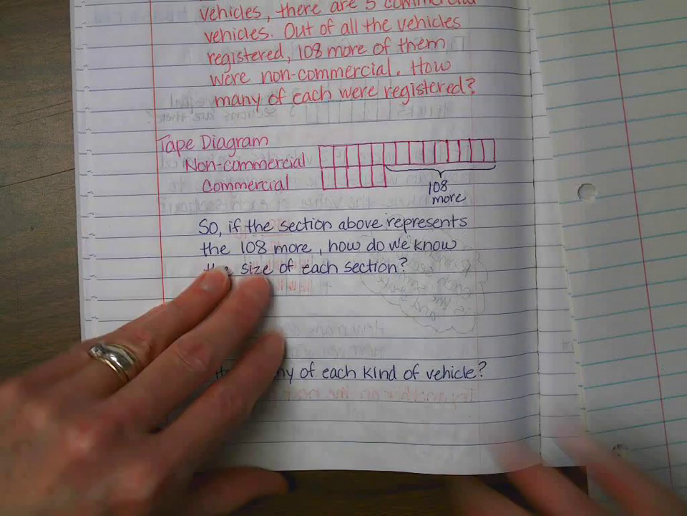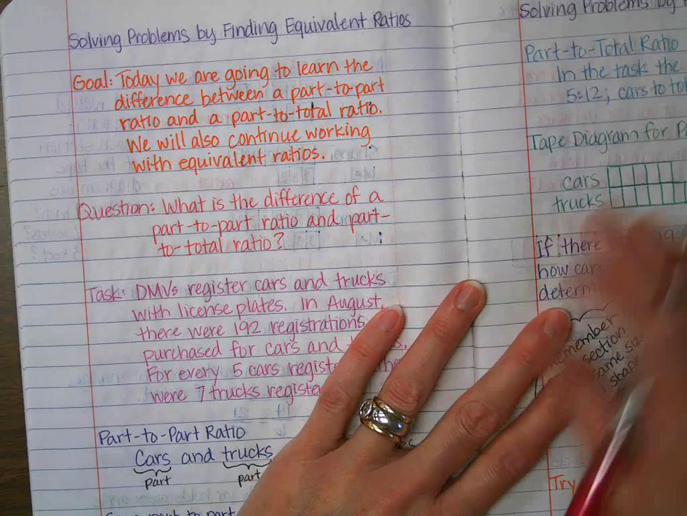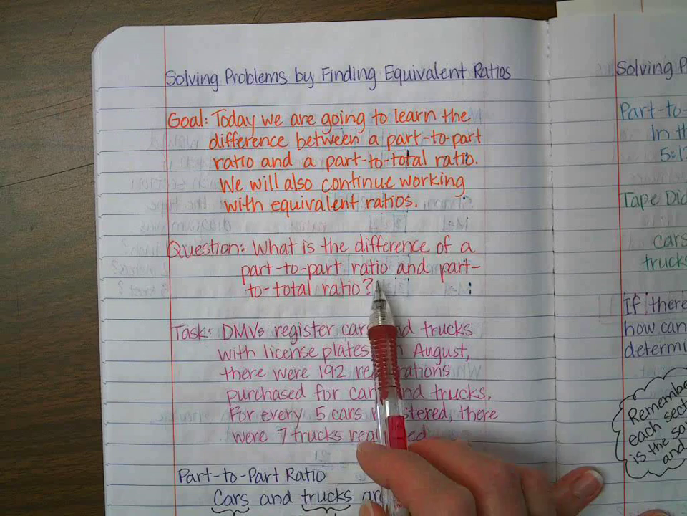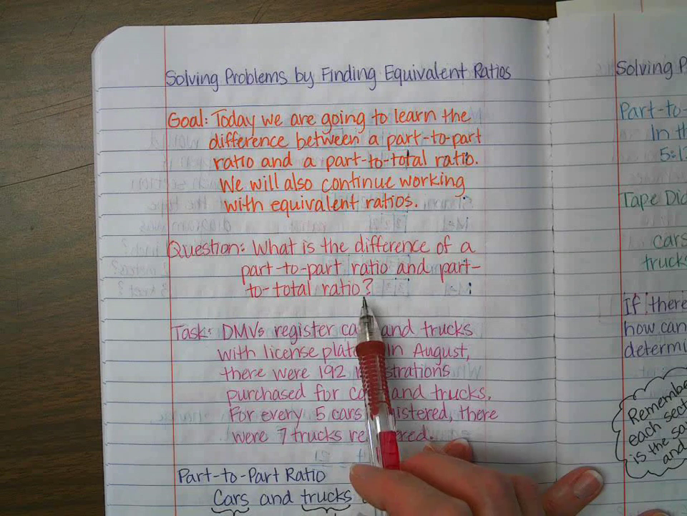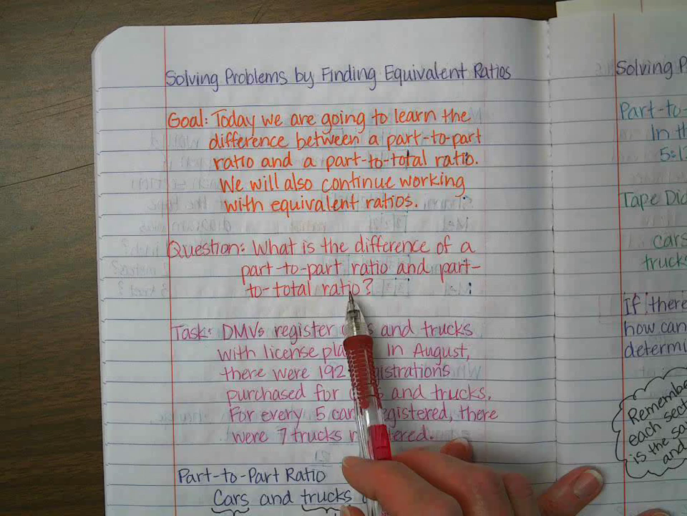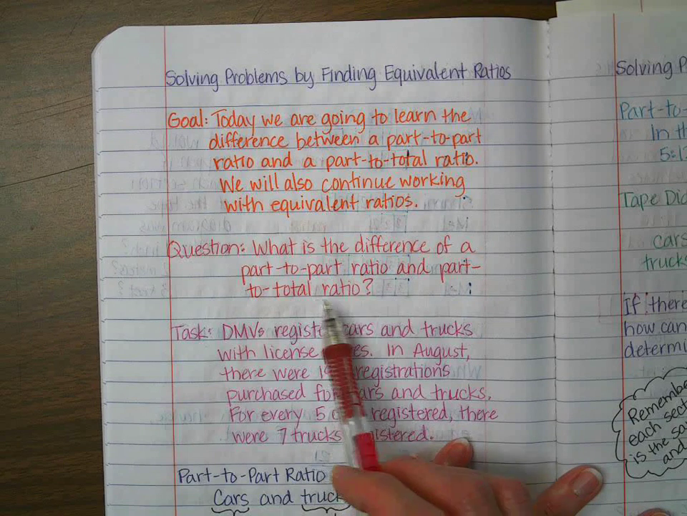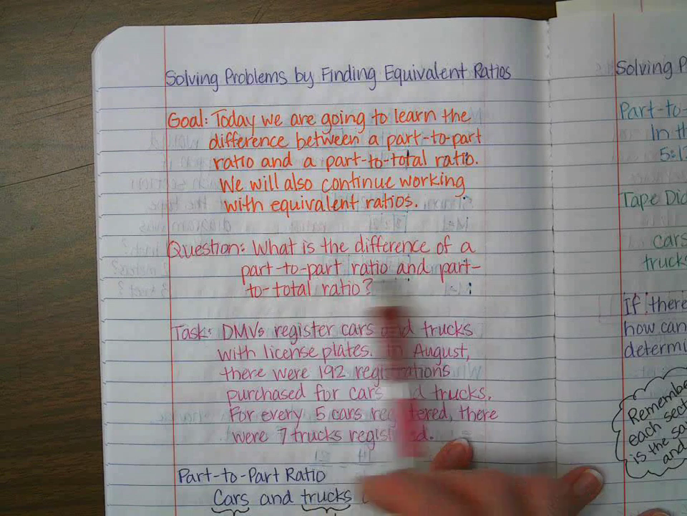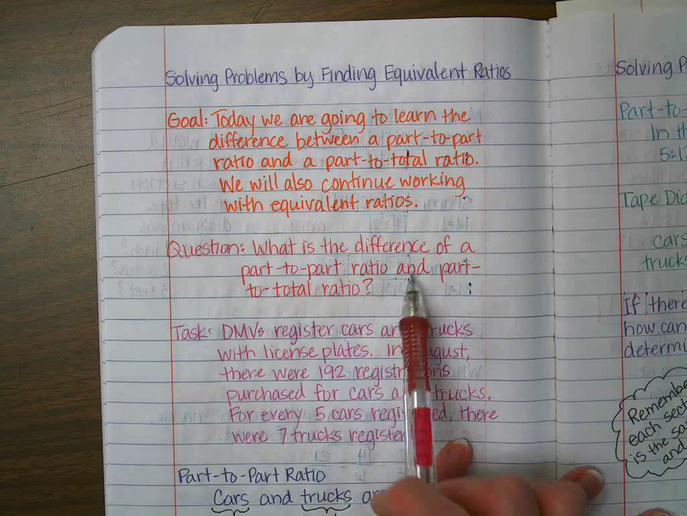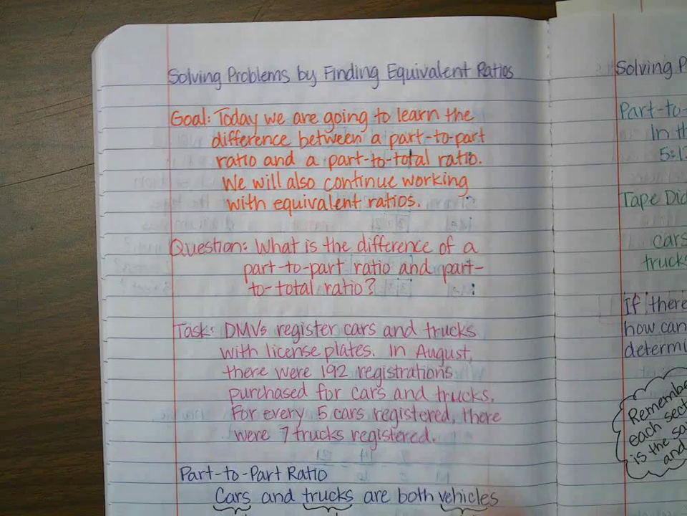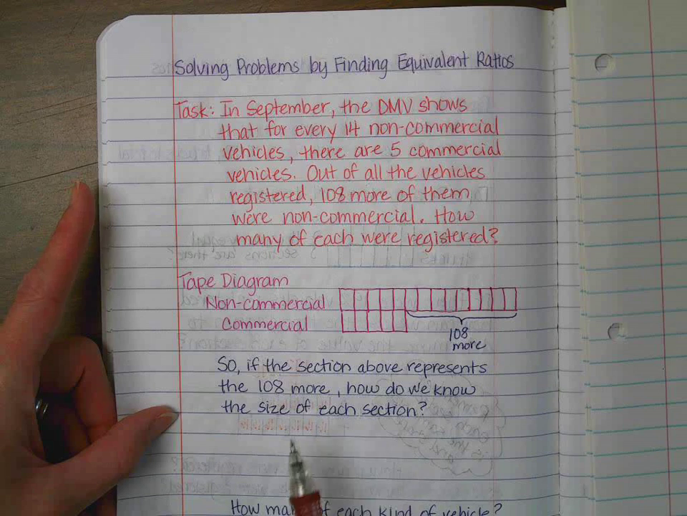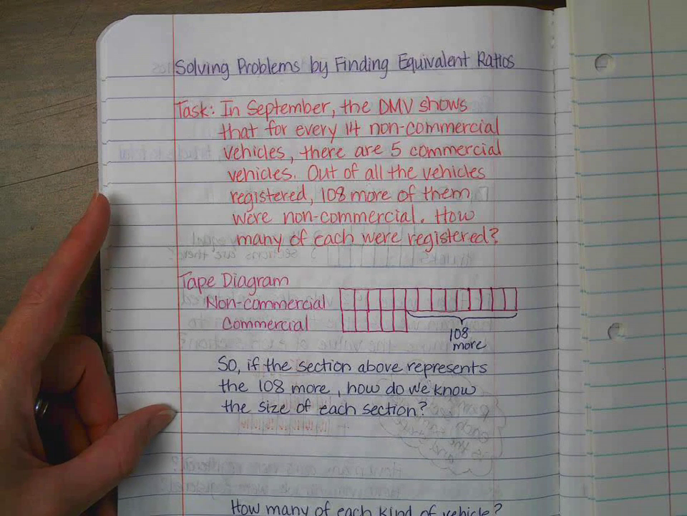All right, boys and girls, believe it or not, we are finished. Let's go back really quick to our question of our lesson for today. What is the difference of a part-to-part ratio and a part-to-total ratio? You need to be able to answer that question as well, and it will be up on the board when we get back to school. So please make sure that you answer this question as well. What is the difference of a part-to-part ratio and a part-to-total ratio? And the only other thing you had to do was answer how many non-commercial vehicles and how many commercial vehicles there were.